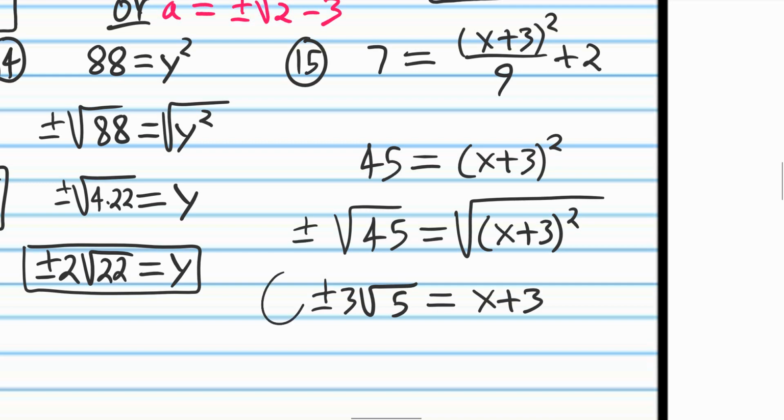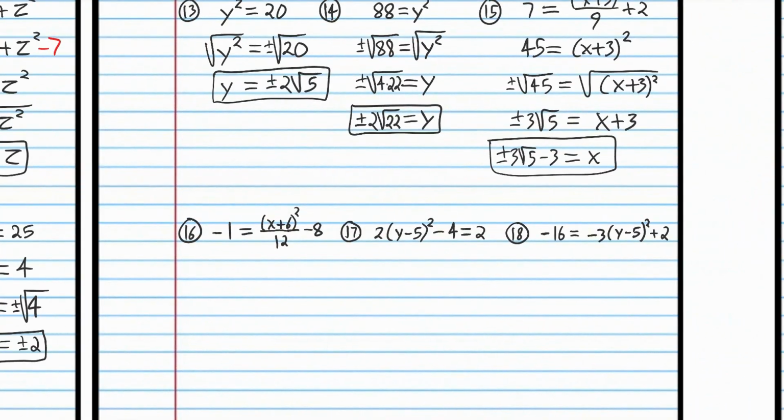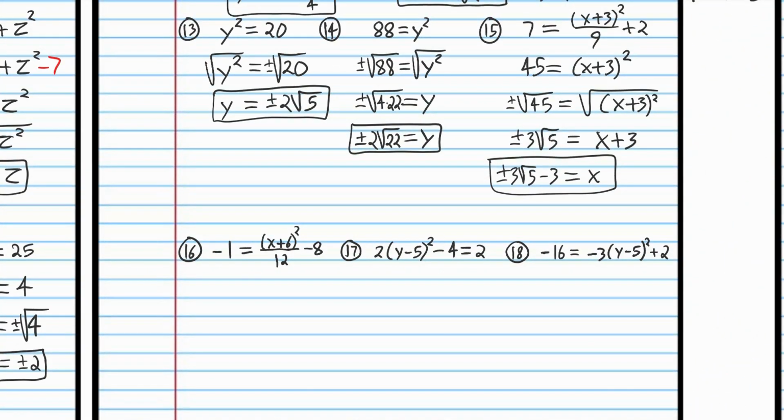So we can put the negative 3 here, or we can put it here. I'm going to put it on the left this time, because we're subtracting 3, so it would be negative 3. And that is the answer. So on to the next problem. Why don't you try number 16, and when you come back, we'll do it together.